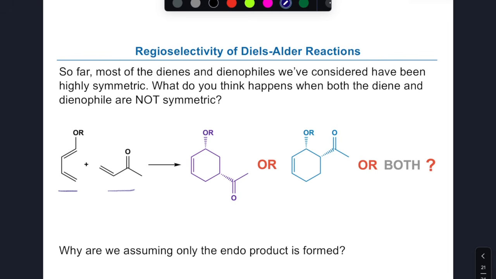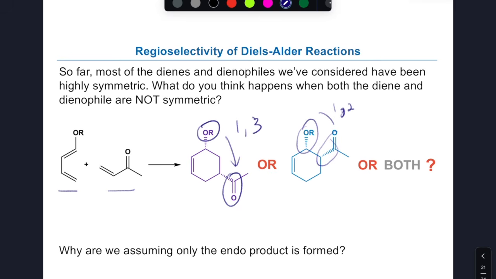So top and bottom, those are enantiomers. Endo, exo, those are the possible diastereomers. Here, these are our regioisomers. What I mean by that is notice one geometry here places these two groups in a 1-3 relationship, or here they're in a 1-2 relationship, even though they're still both syn relative to each other. And so these are completely different regioisomers, not just stereoisomers.